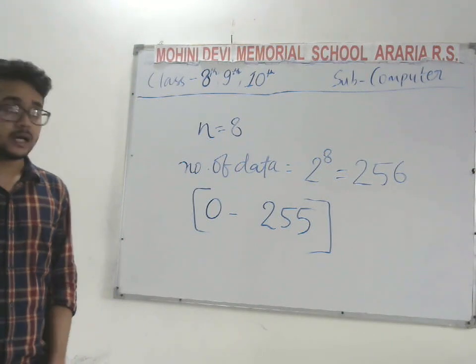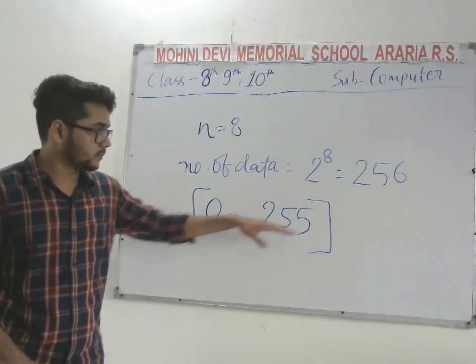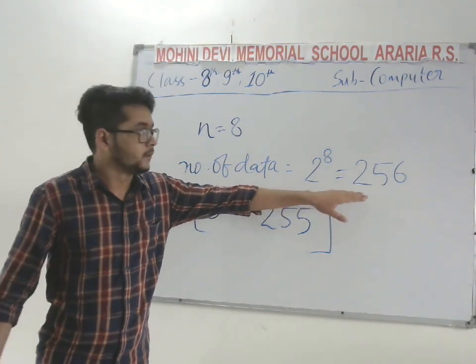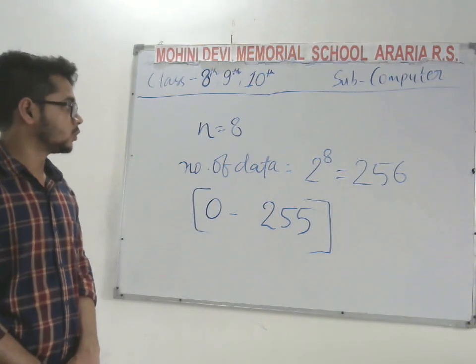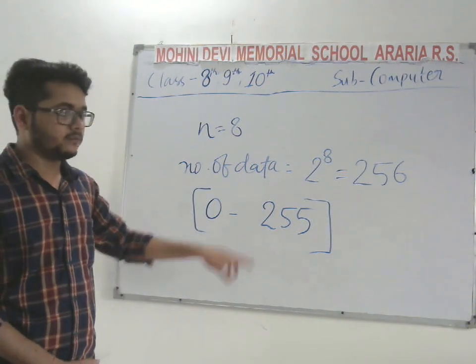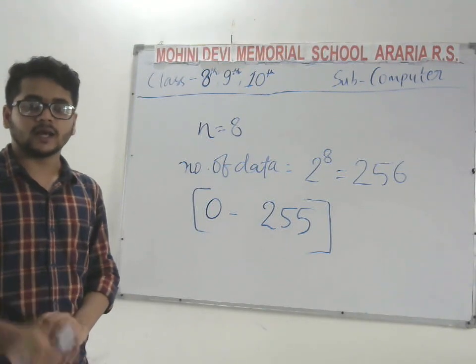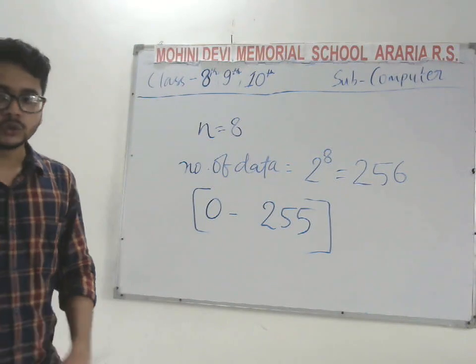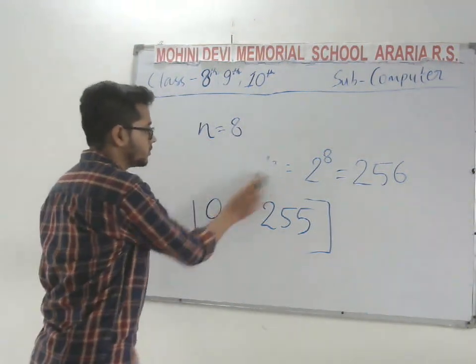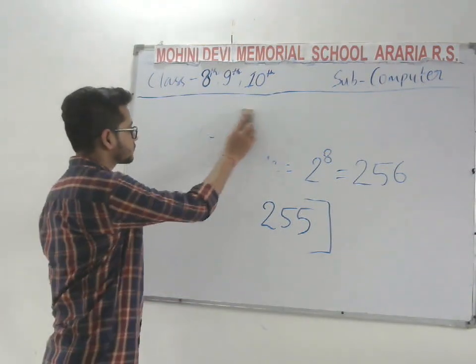We can represent 256 different types of data. So from 0 to 255, whatever number we input, there will be a corresponding character associated with that number. Let me show you with an example how this concept came into the picture.